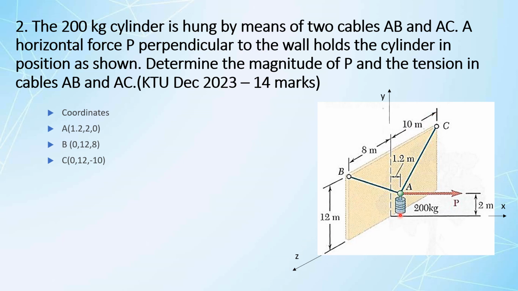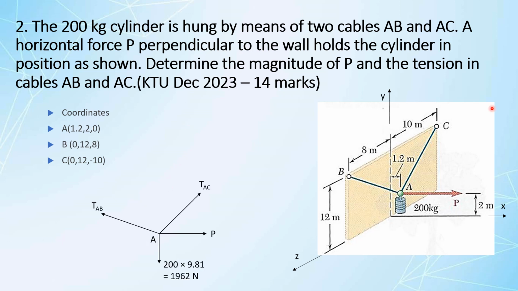This is positive z. If you move in this direction, it is plus z, and from the origin, if you move in the opposite direction, it is negative z. So here we have to move in the opposite direction. So it is minus 10. So these are the coordinates of the points.